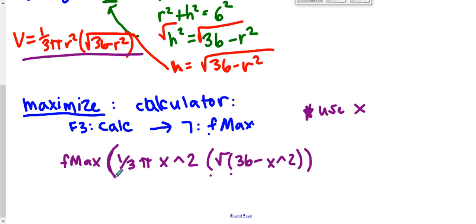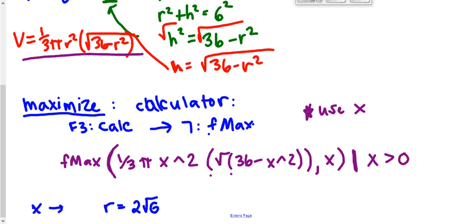Before we close our last parentheses, we need to take the derivative with respect to x, so comma x, then we close our parentheses. We also want to make sure that we only get positive answers since these are measurements, so we use our vertical bar, which is right by 7, and then x greater than 0. Okay, from here you hit enter and you get an answer. On your calculator screen it's going to say x, but when we write our answer, we use r. So r is 2 square root of 6.